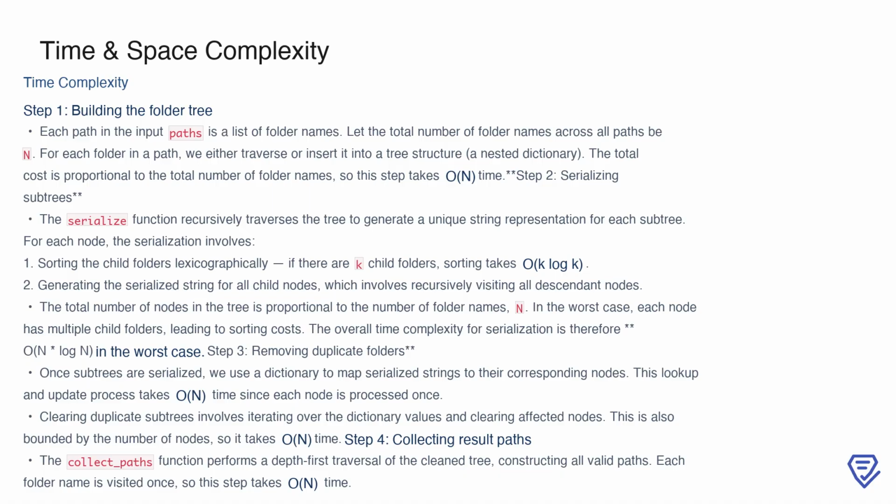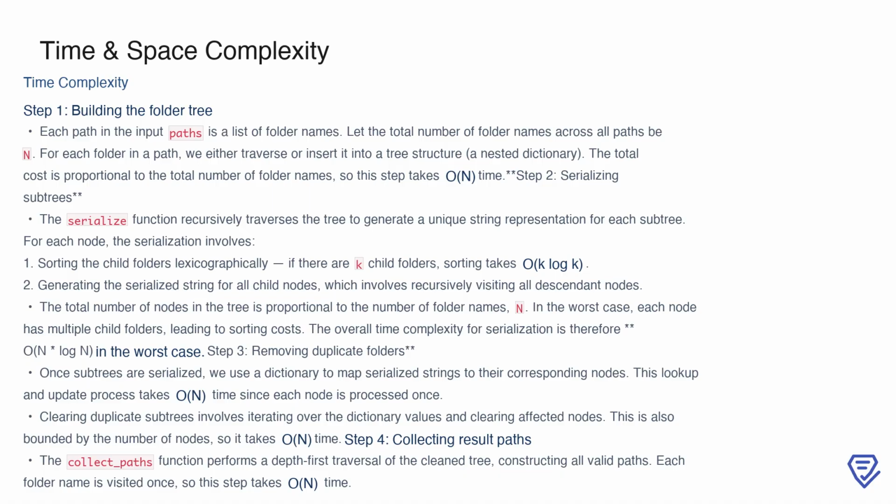Next, during the serialization of subtrees, the serialize function recursively traverses the tree. For each node, we sort its child folders lexicographically, which takes O(k log k) if there are k children. We then generate serialized strings for all child nodes, requiring recursive traversal of all descendants. Because the total number of nodes is proportional to n, and sorting contributes additional overhead, the serialization step has a worst-case time complexity of O(n log n).